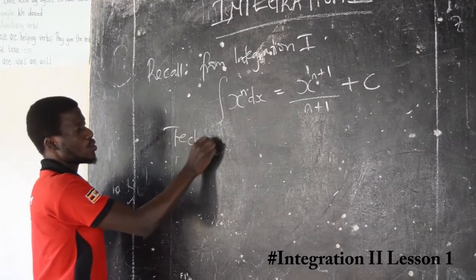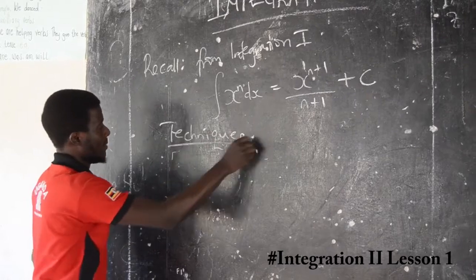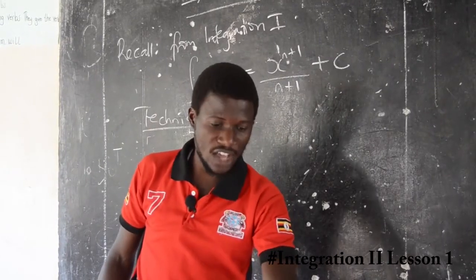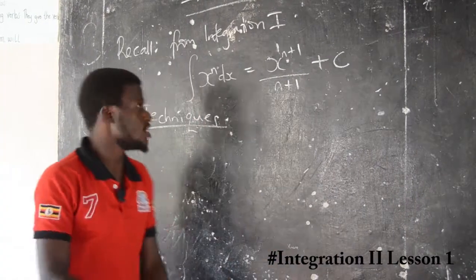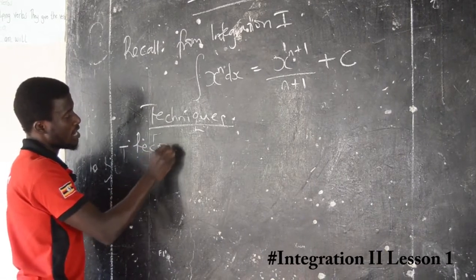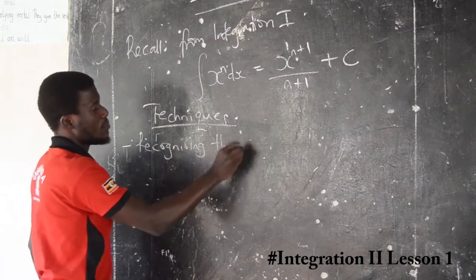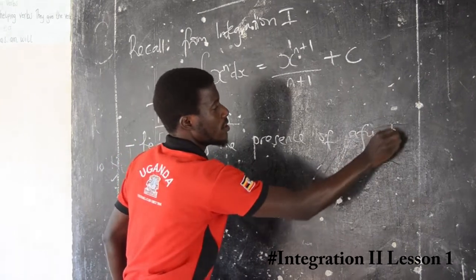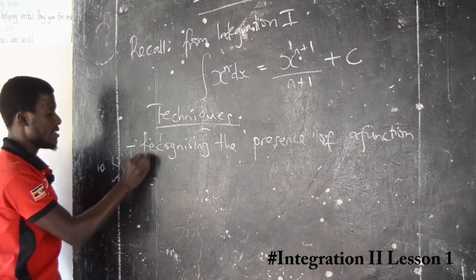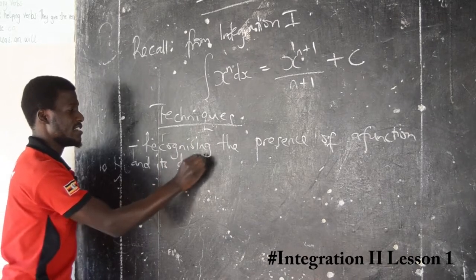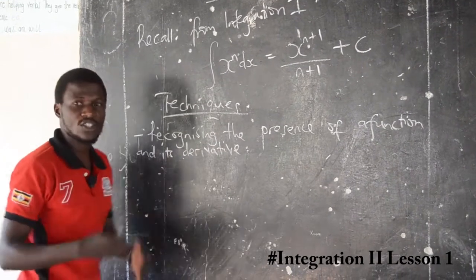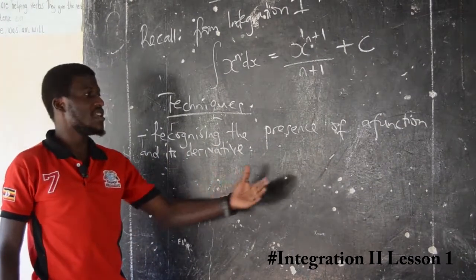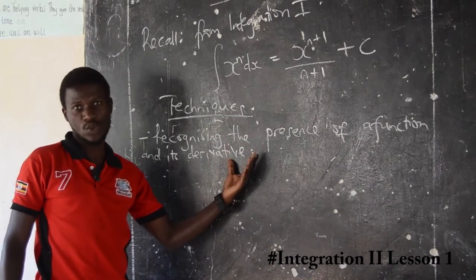Some of the techniques we are going to look at. Basically, we have the technique known as recognizing the presence of a function and its derivative. So, what is it to recognize the presence of a function and its derivative? Here, we try to guess the function from which the derivative came.